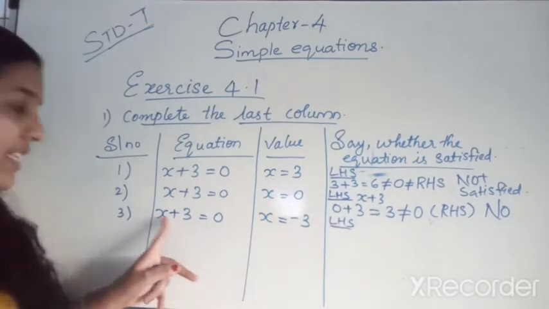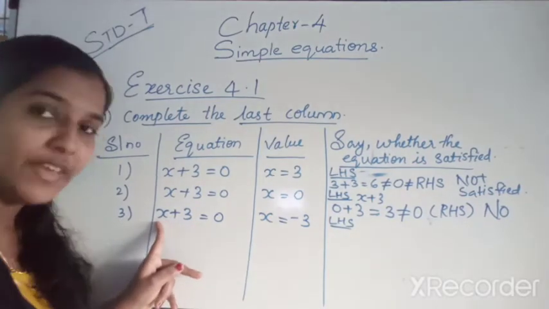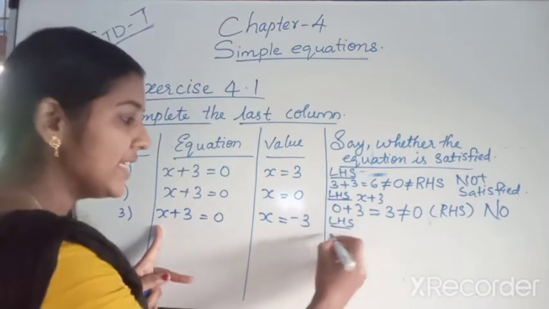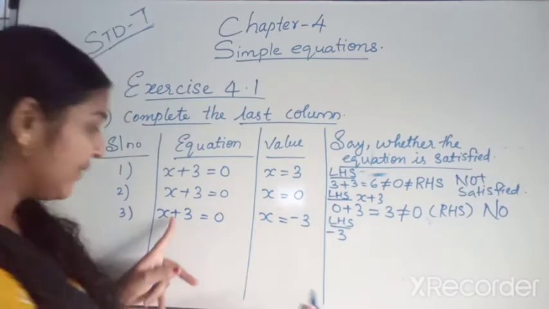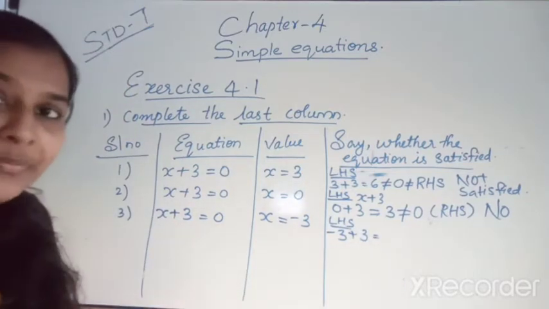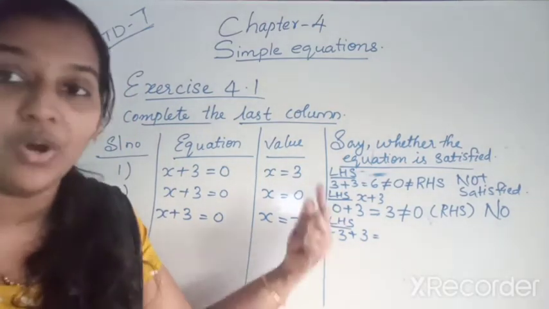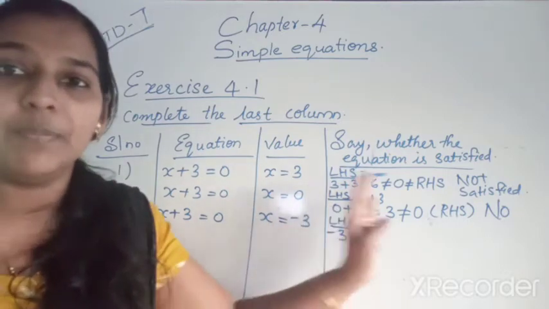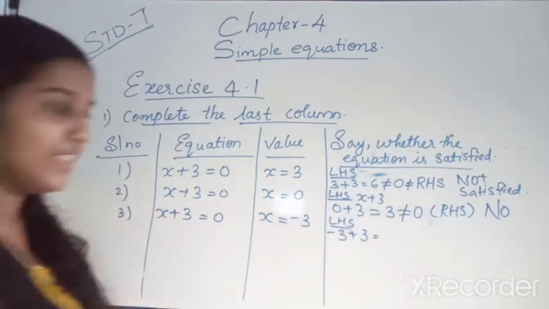LHS is x plus 3. So instead of x, you can write the value negative 3. That is negative 3 plus 3. What is negative 3 plus 3? They are different signs, isn't it? So negative 3 plus 3 is equal to 0.